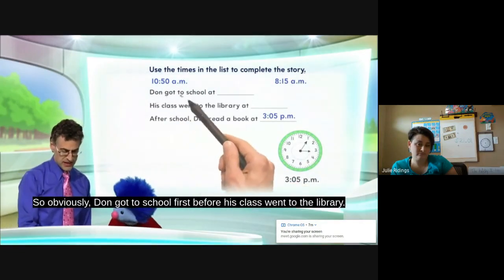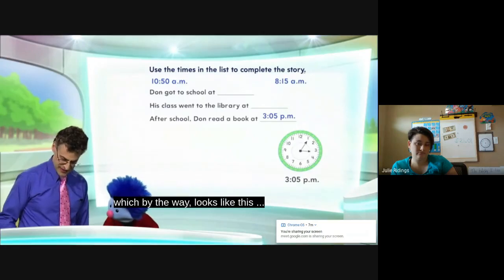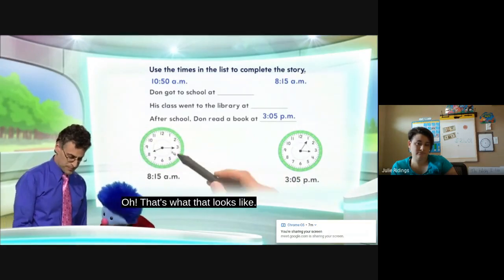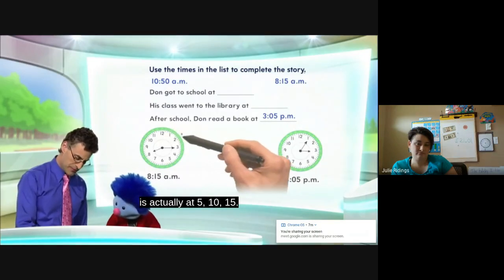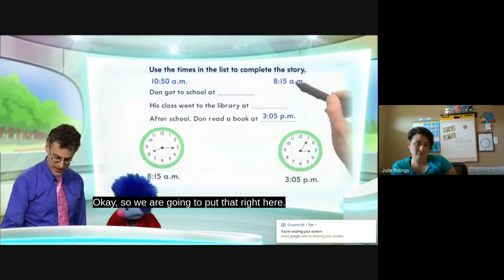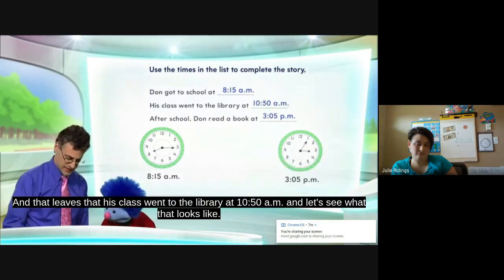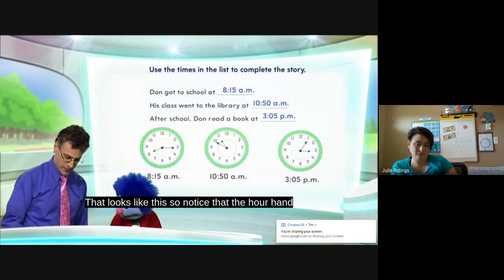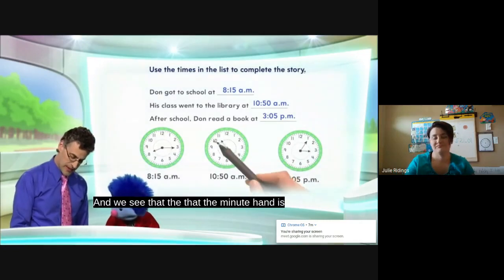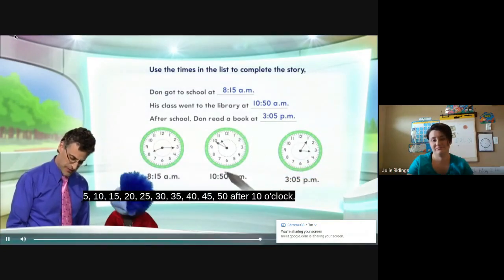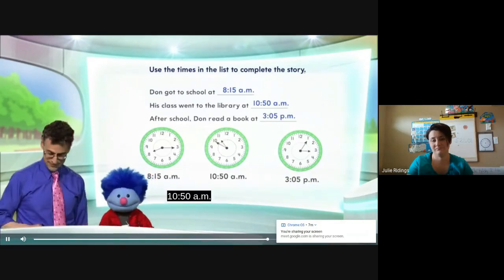So obviously, Don got to school first before his class went to the library. So obviously, the 8:15, which by the way looks like this. So here's 8:15. Yep, because the hour hand is just past the 8, and you see that the minute hand, the long one, is at 5, 10, 15. Right. Okay, so we're going to put that right here. That's how he started his day at 8:15, and that leaves that his class went to the library at 10:50 a.m., and let's see what that looks like. That looks like this. So notice that the hour hand is between the 10 and 11. It's almost at 11 because it's almost 11 o'clock. Yes. And we see that the minute hand is 5, 10, 15, 20, 25, 30, 35, 40, 45, 50 after 10 o'clock. And that's what this says, 10:50 a.m.